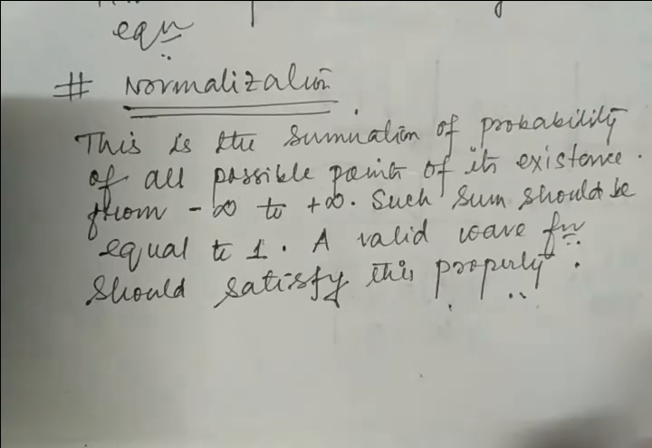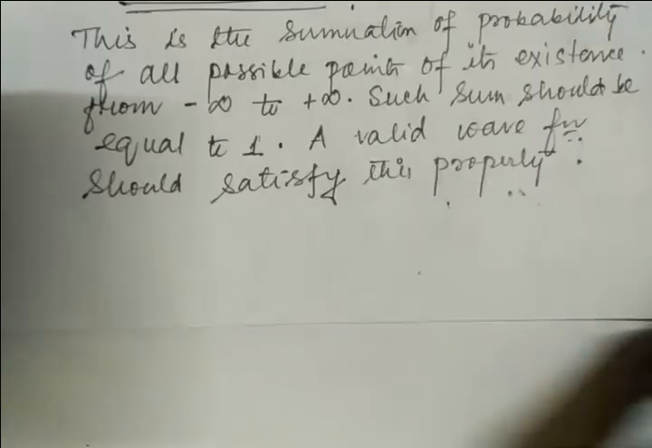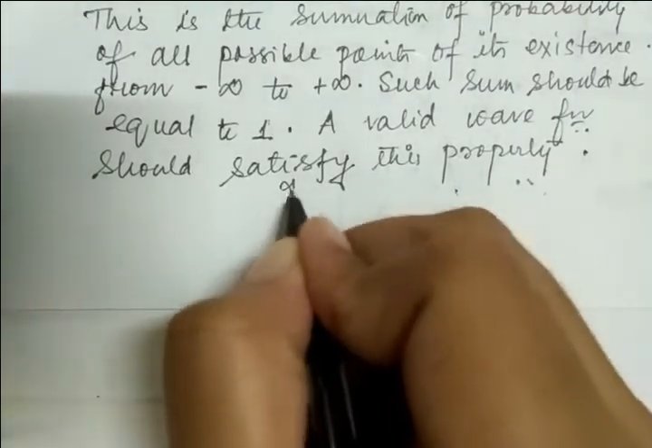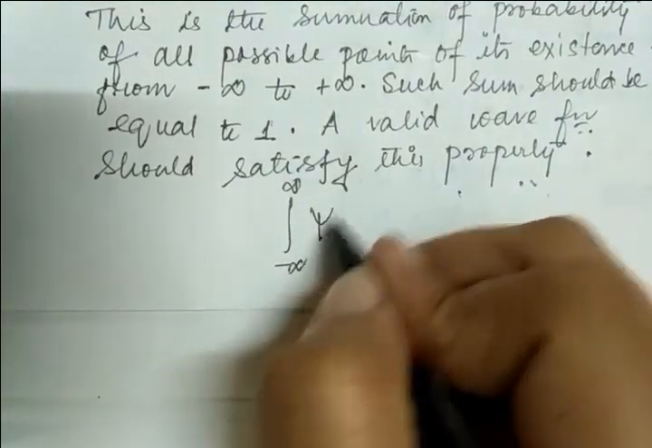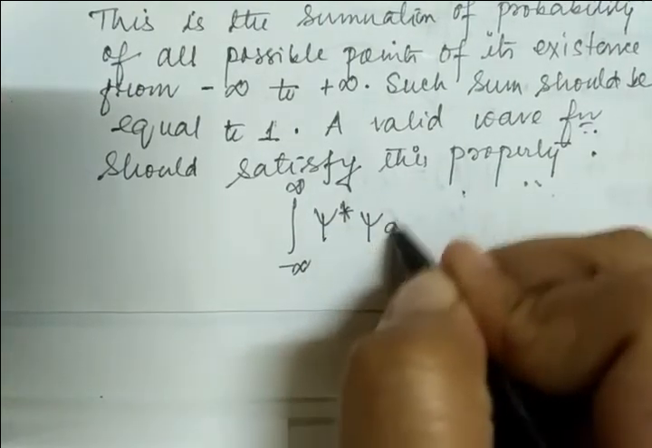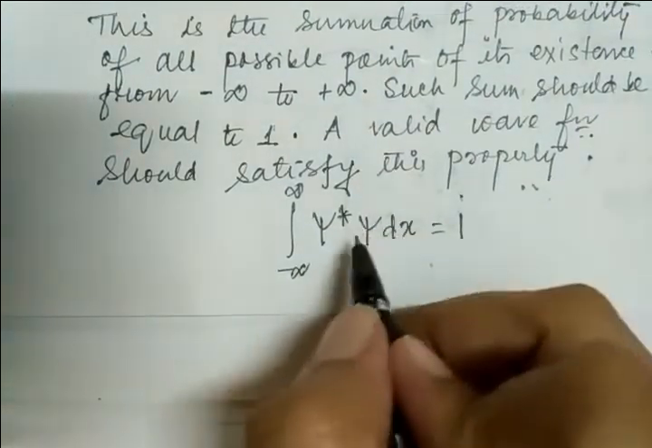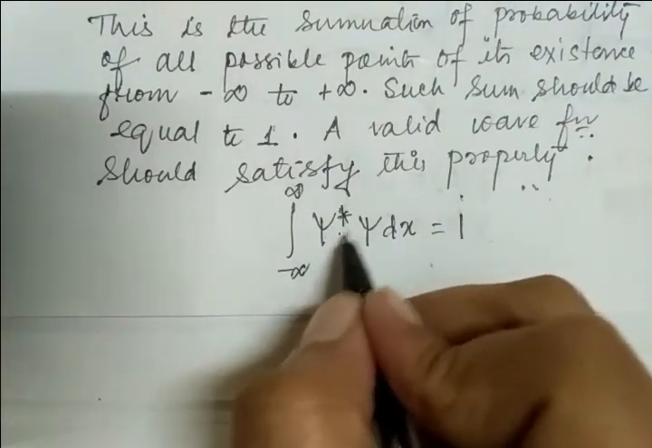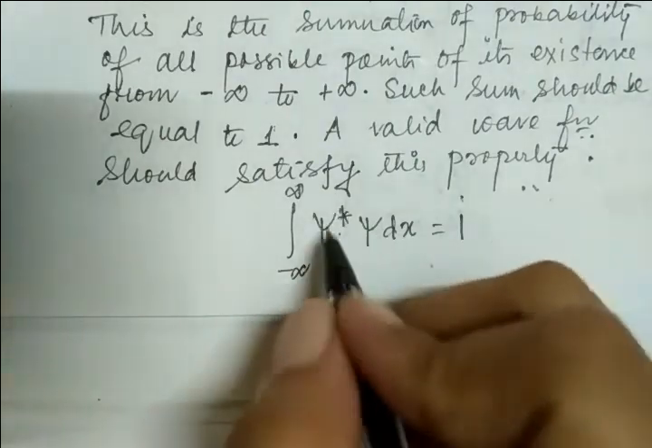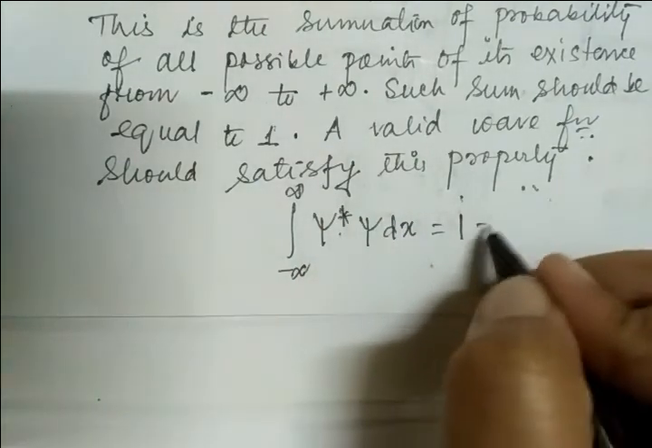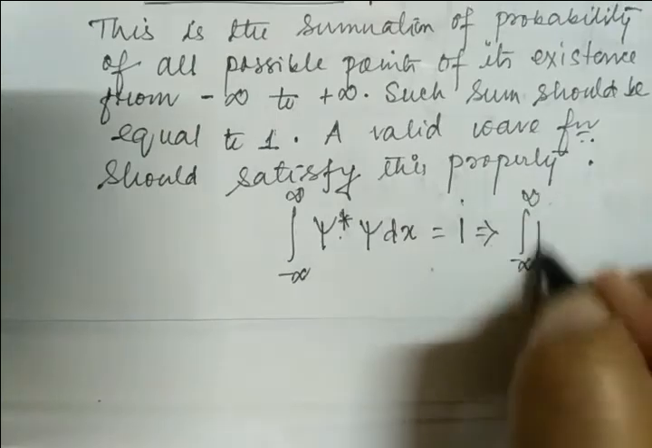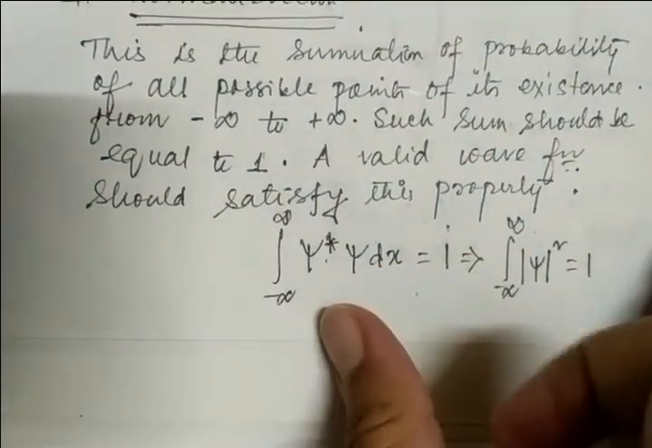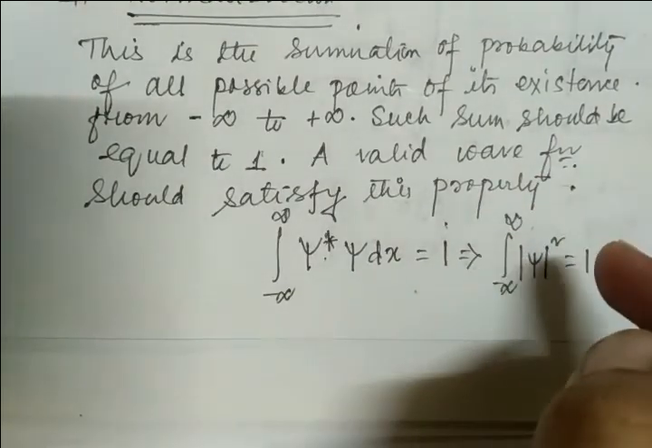And what is the expression of that? The expression will be, here I am writing it: minus infinity to plus infinity psi star into psi dx equal to 1. It is nothing but a complex conjugate value. So if we generalize this portion, if we take the mod value, the mod value of psi squared is equal to 1. So very clearly know that this portion will be equal to 1. And this is the concept of normalization, and this is the concept of probabilistic distribution.